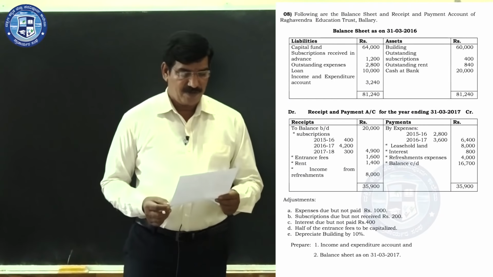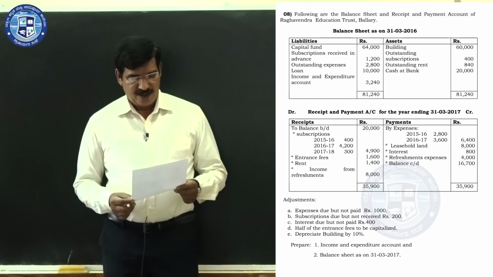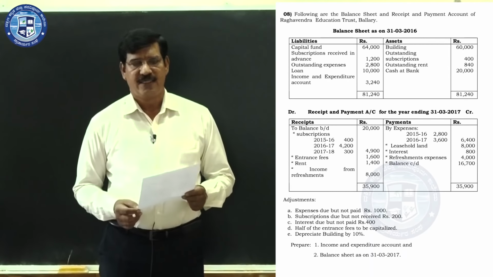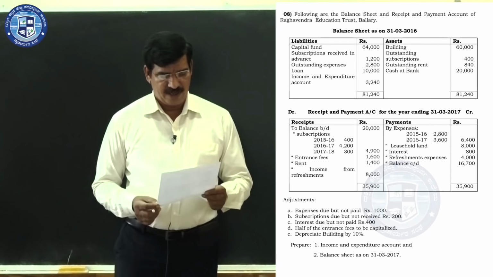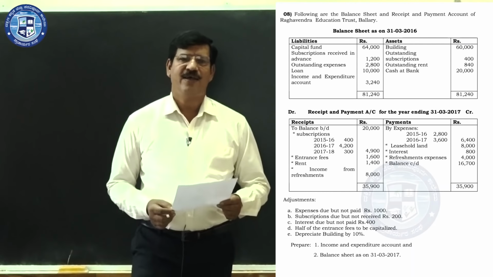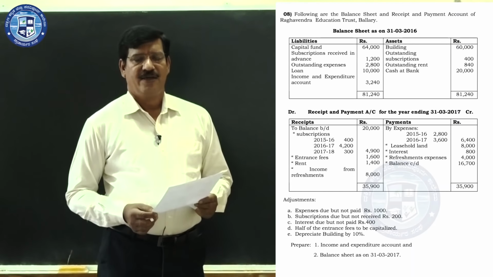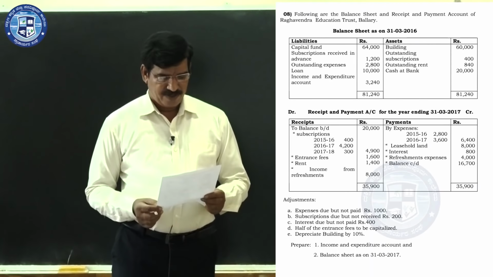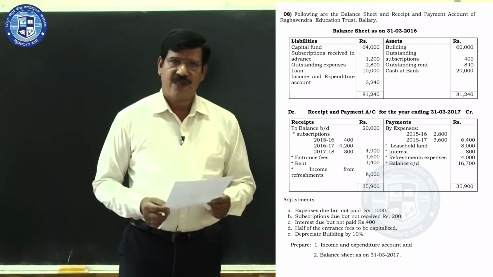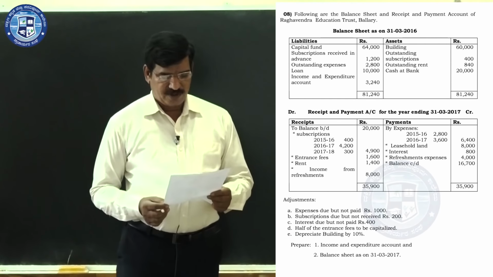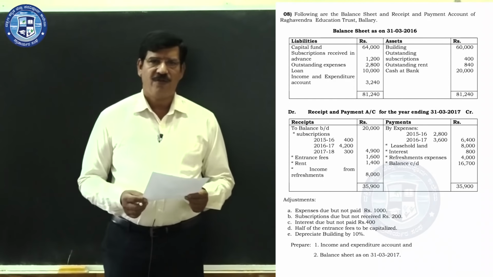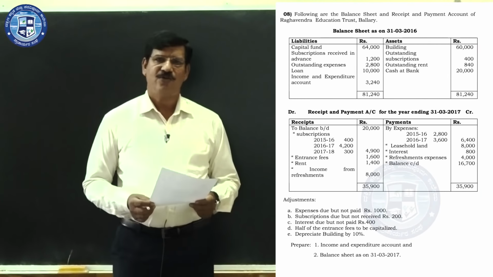When you look at the opening balance sheet, you can see outstanding subscription of 400 on the asset side. The same amount has been received in the receipts and payments account for 2015-16, 400. Two effects have been already made, so we need not write it again. 2016-17 we have to consider in the income and expenditure account. 2017-18 will go to the closing balance sheet.